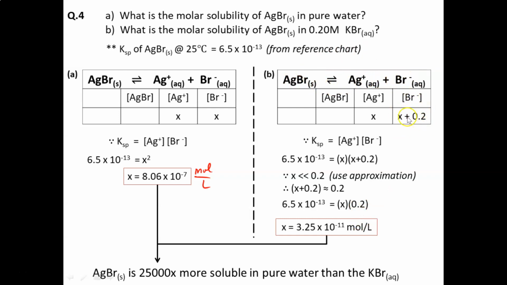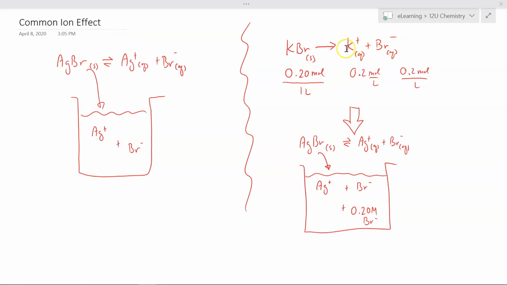Now, some students will ask, what about the potassium? Why don't we include it in any of this? Potassium is what we refer to as a spectator ion, because it does not participate in the solubility equilibrium. It doesn't prevent the silver bromide from dissolving, nor does it improve its chances of dissolving either. And so the only common ion we have between the potassium bromide and the silver bromide is the bromide ion, and only the bromide ion will cause interference in the solubility of the silver bromide.